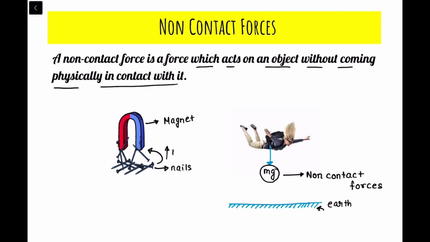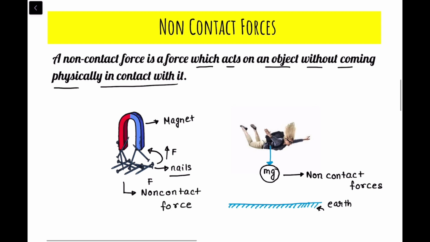Suppose the value of the force is F on the nails, towards the magnet. So the magnet is coming in contact with the nails, but still exerting a force. That means the force exerted on the nails by the magnet is also a non-contact force. So this force F is also a non-contact force. I hope you got the gist.